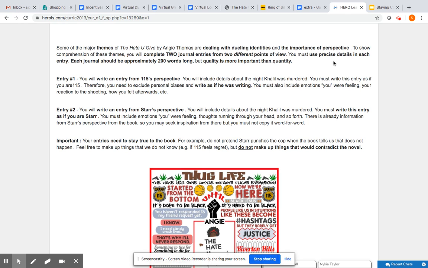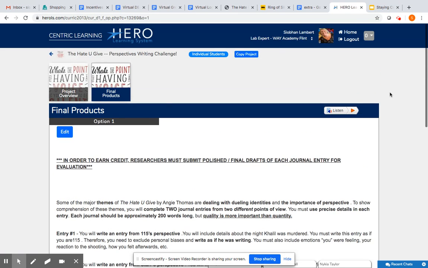So once again, 2 journal entries. Each journal entry is about a page. So we're talking about 2 pages of writing here total. This can get you strands that you need, whatever grade level you are at, it will count. Remember that we are working in this together. So hopefully that inspires some of you to respond to The Hate U Give.